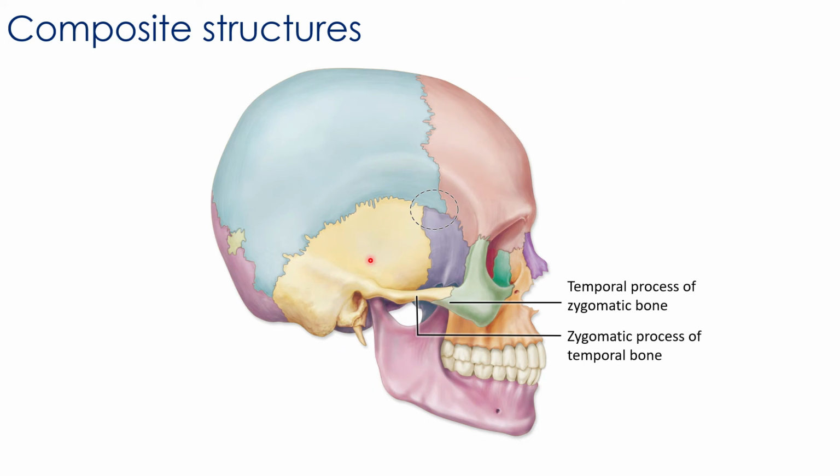The skull also contains a few other composite structures that are built from markings of multiple bones. One example of this is the zygomatic arch. Each zygomatic arch consists of the zygomatic process of the temporal bone and the temporal process of the adjacent zygomatic bone. If you were to put your fingers on the bony prominence of your cheeks and then just move them posteriorly towards your ears, you'd be running your fingers along your zygomatic arch.